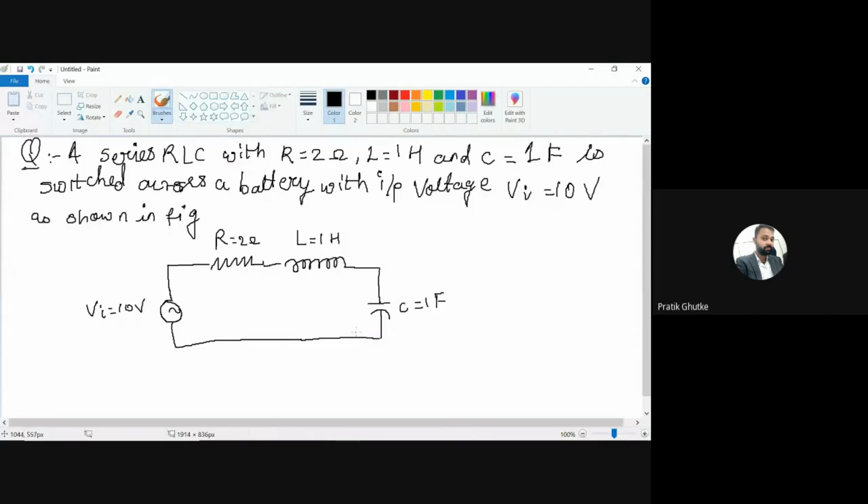And what they have asked to calculate: obtain the state transition matrix. First bit they have asked, obtain the state transition matrix, STM, for the system.